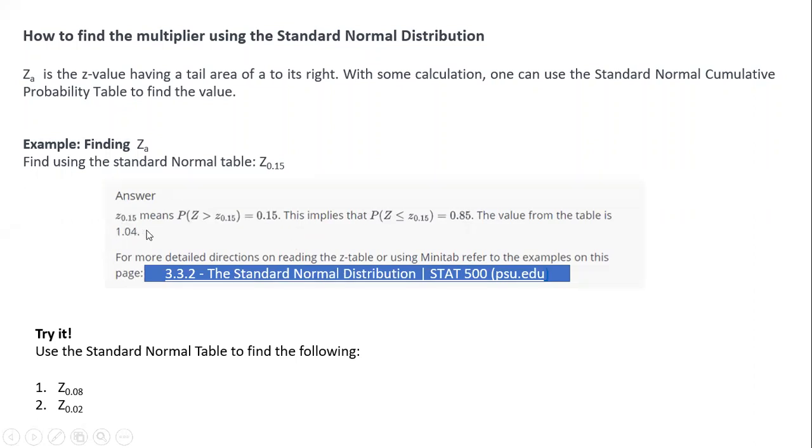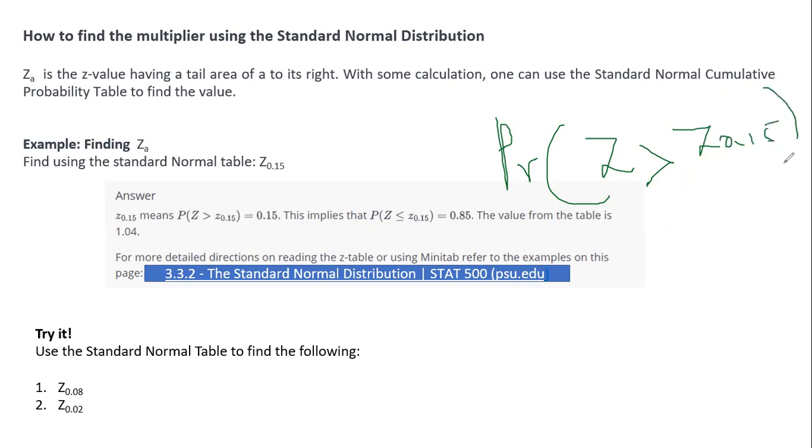So at 0.15 means the probability. This implies that the probability of the Z distribution being less than or equal to 0.05. I just wanted to show you how to read the value from the table.